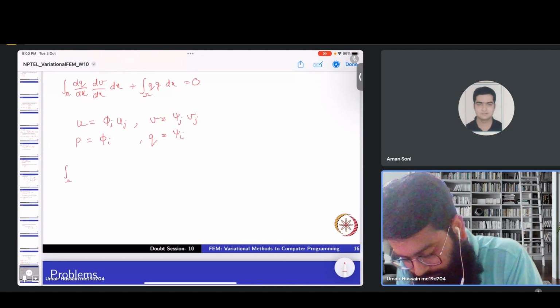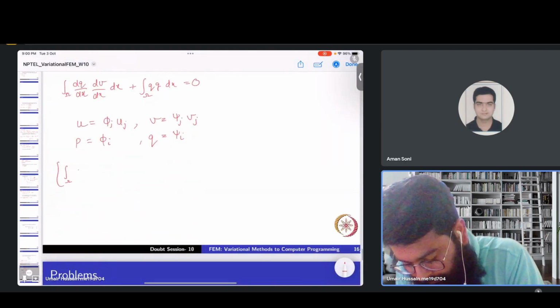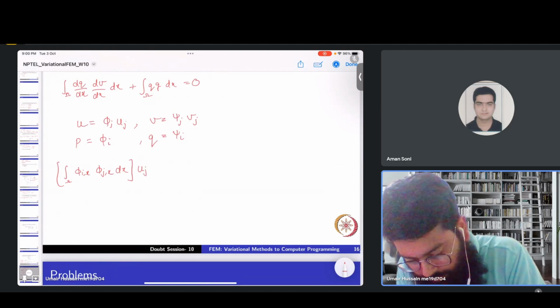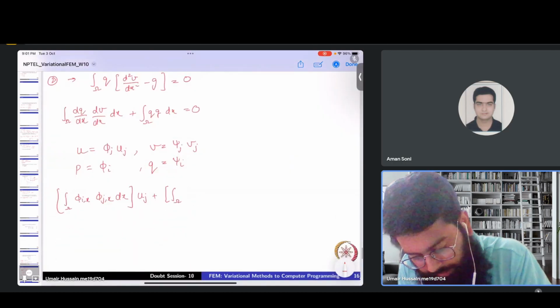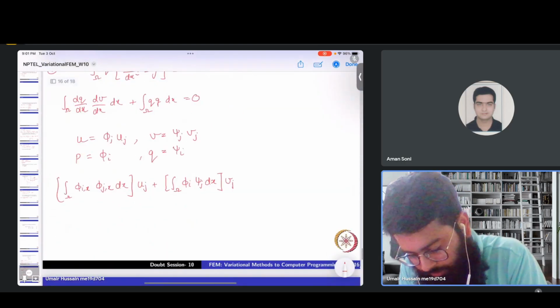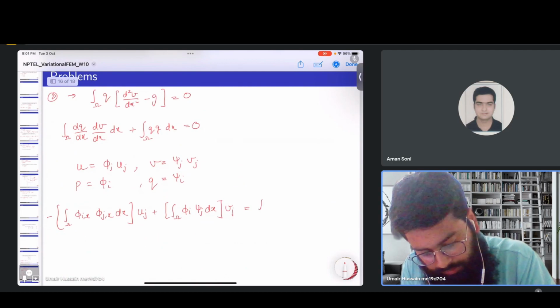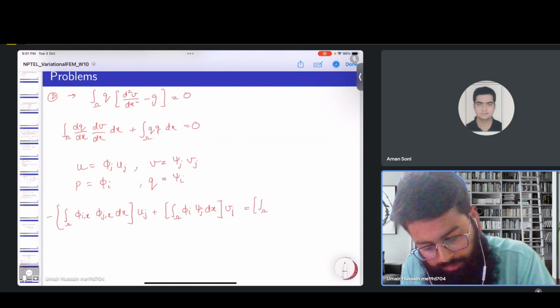we'll have our equations as, first equation would be, phi i comma x, phi j comma x, dx u j plus we have phi i, psi j, v j, minus plus f equals to phi i f.